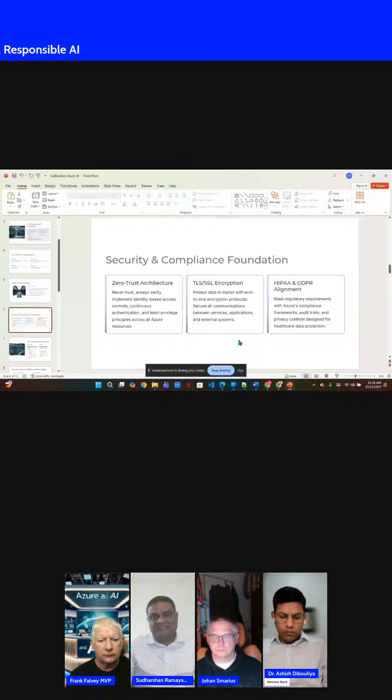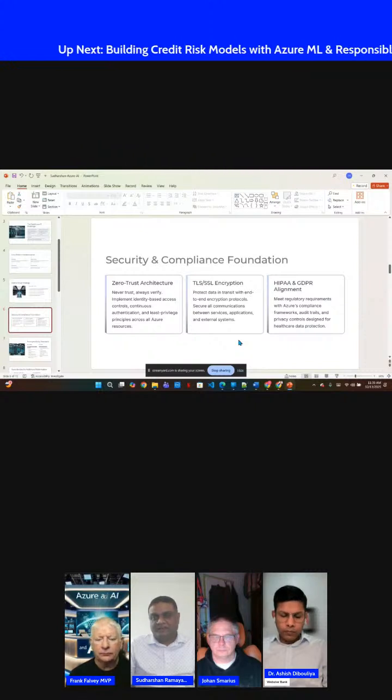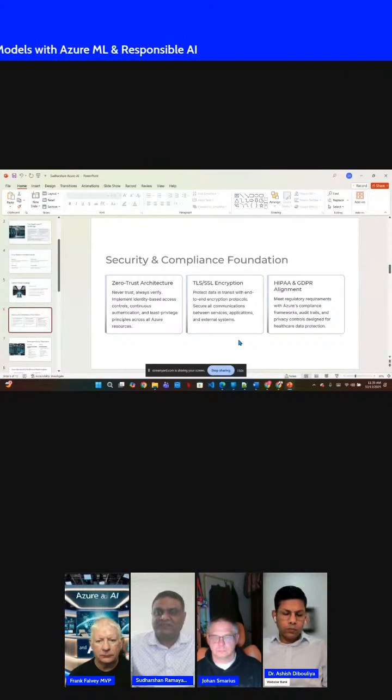Another one is TLS and SSL encryption, which protects data in transit with end-to-end encryption protocols and secures all communication between services, applications, and external systems. The last one is HIPAA and GDPR alignment. HIPAA is a major thing because of the highly protected elements here. Personal information needs to be protected in healthcare as well as the banking sector. So meet regulatory requirements with Azure compliance frameworks, audit trails, and privacy controls designed for healthcare data protection.